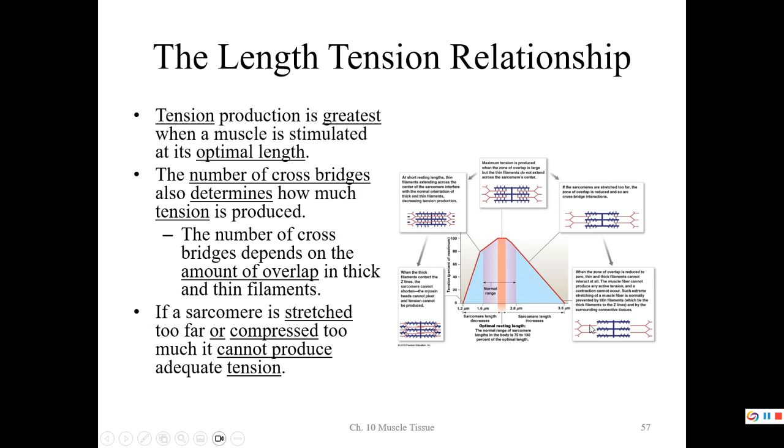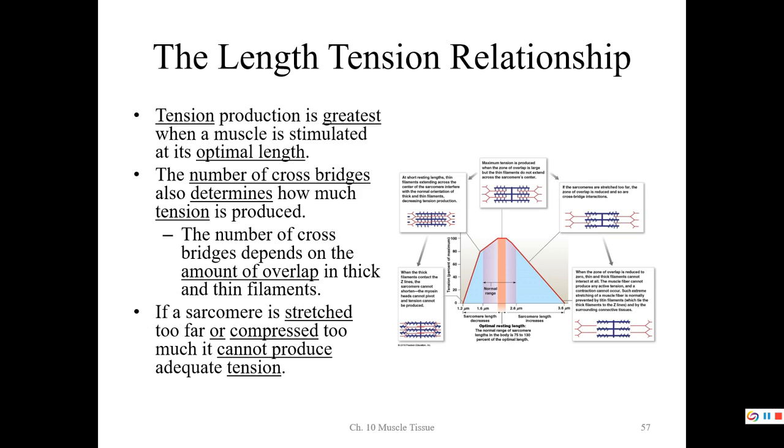Here, it's been pulled out. It can't form tension. Here, it's squeezed in too close. It can't form any tension. Here, there's a lot of cross bridging, but there's not much room to move. Optimal spacing. So, the length-tension relationship.